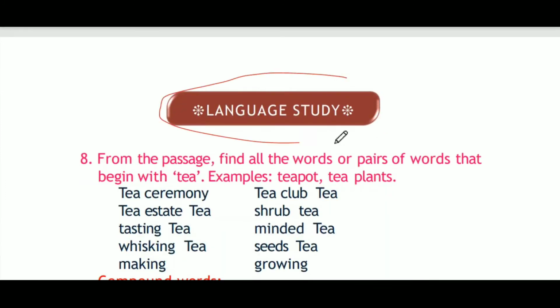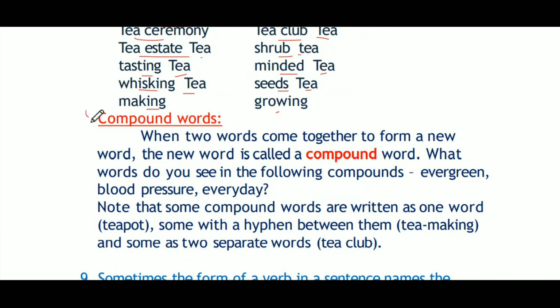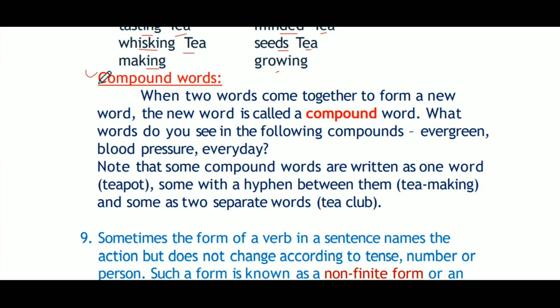Now, language study of this topic. Question number 8. From the passage, find all the words or pairs of words that begin with T. Examples: teapot, tea plants, tea ceremony, tea estate, tea taste, tea whisking, tea making, tea club, tea shrub, tea minded, tea seeds, and tea growing. Now, compound words. When two words come together to form a new word, the new word is called a compound word.